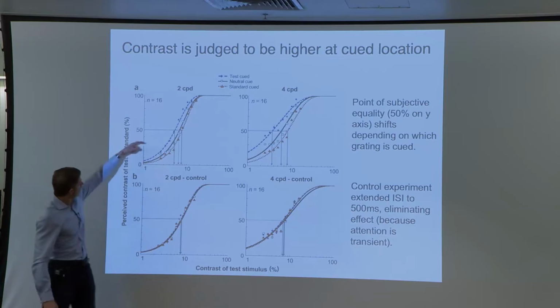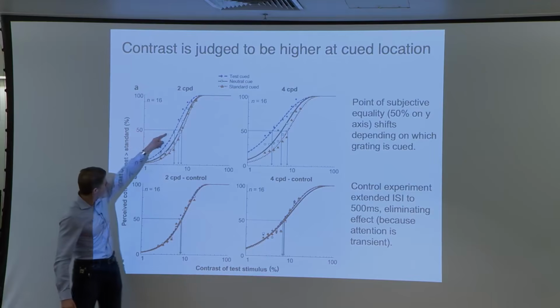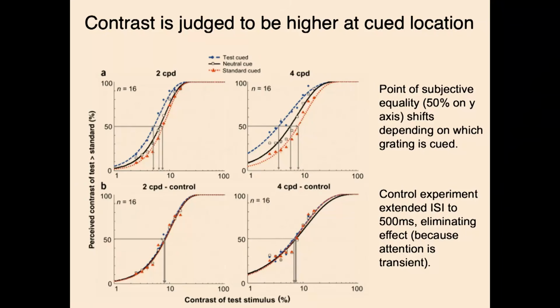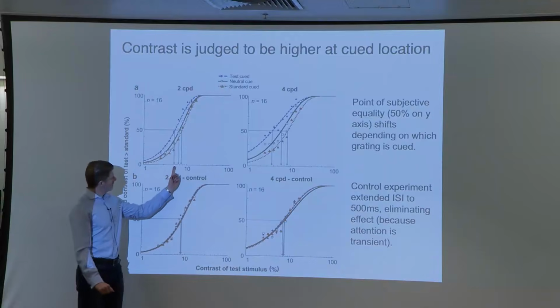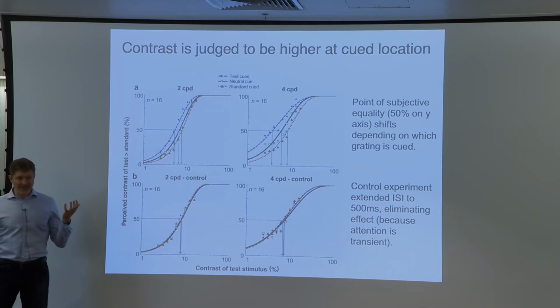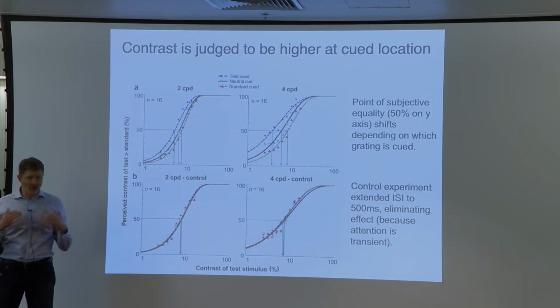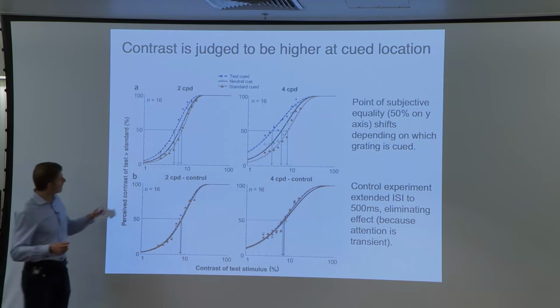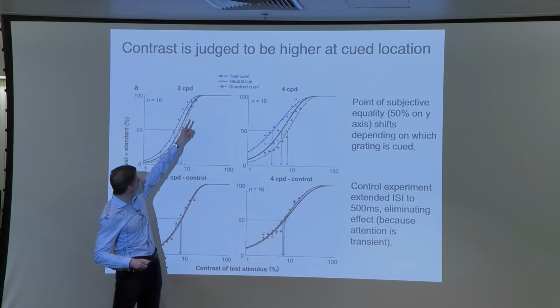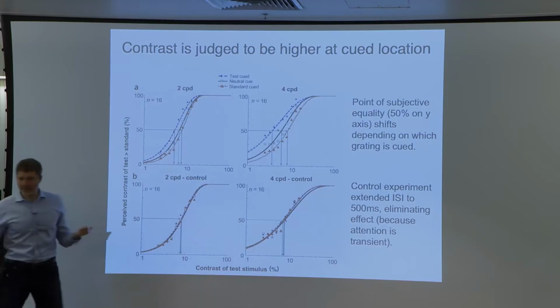Now, the point at which the curves have a value of 50% on the y-axis is what we're going to call the point of subjective equality. That is the contrast of the test stimulus that effectively looks the same as the contrast of the standard. So we expect that when the cue is neutral, the point of subjective equality should be actual equality. It's just when the test is the same contrast as the standard. The black curve is what happens under the neutral cueing condition, and you get some point of subjective equality that is very close to the actual contrast of the standard.